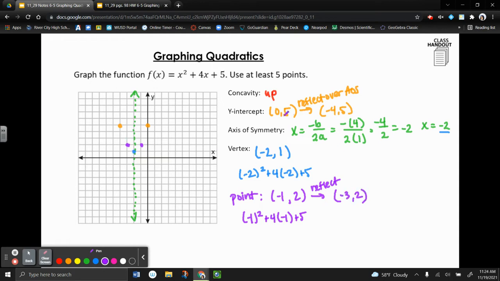So now I have my 5 points. I have my y-intercept, its symmetric point, my vertex, my other point, and its corresponding symmetric point. So now, last thing I should do is connect these points to draw in my parabola as best as I can. There we go.